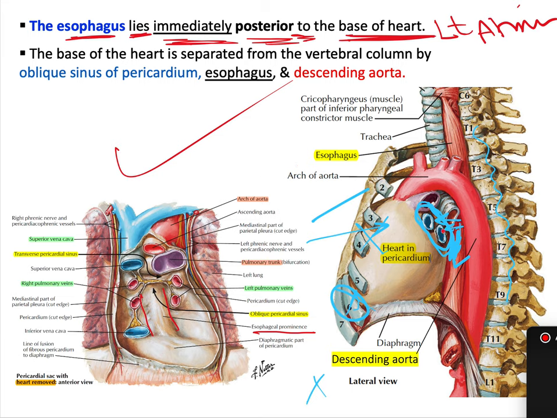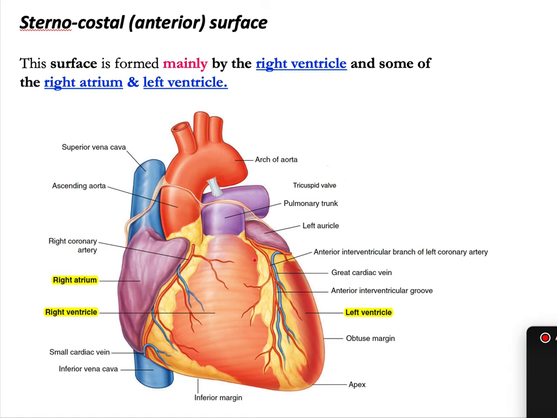So the base of the heart is separated from the vertebral column by the esophagus and descending aorta. You can say descending aorta or thoracic aorta. It's the same. It's up to you. Okay. Excellent. So we finished the apex and the base of the heart, that's from the back.